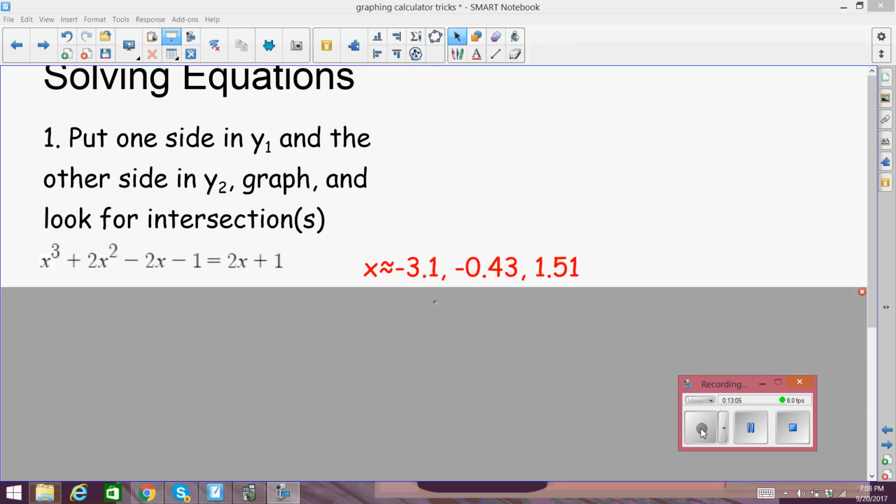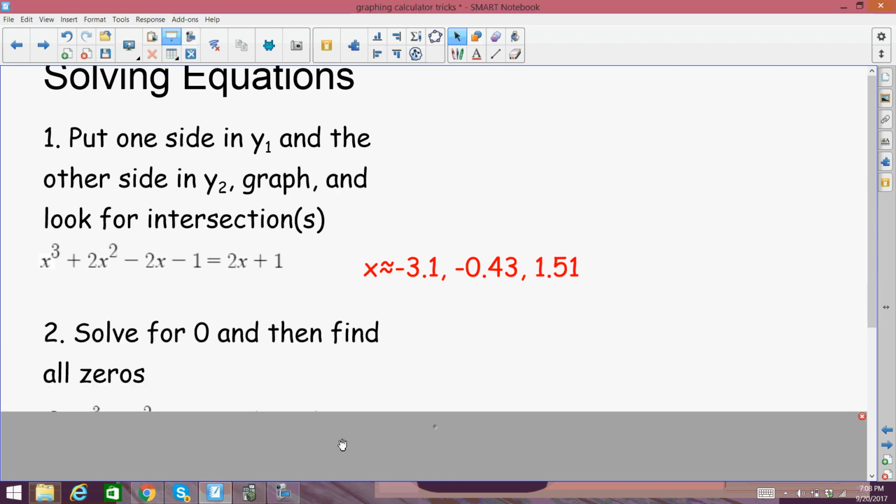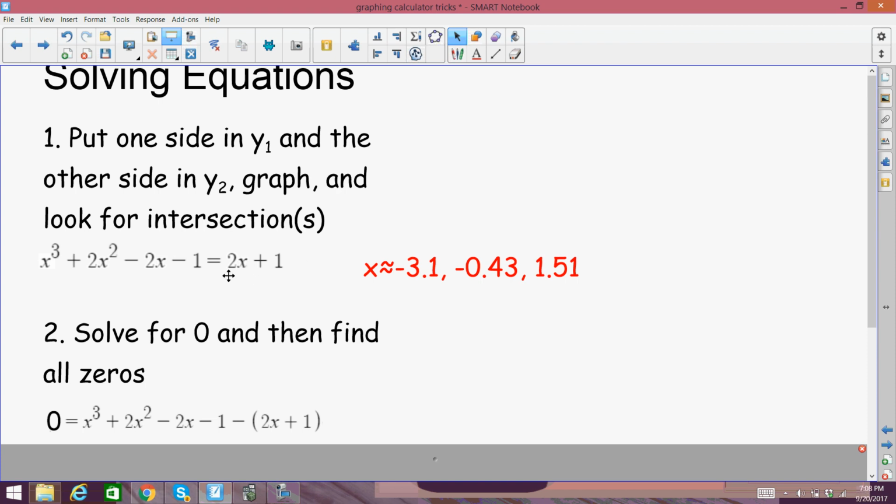So there are the correct answers. Hope you got those. The next method is moving everything onto one side of the equation, so subtracting 2x plus 1 from both sides of the equation. So you get this on one side and 0 on the other. When you graph that, you're going to be looking for zeros, because we want to know what values of x will make the graph hit the x-axis. What values of x will make y equal to 0.